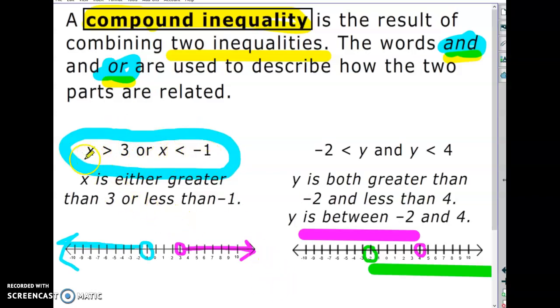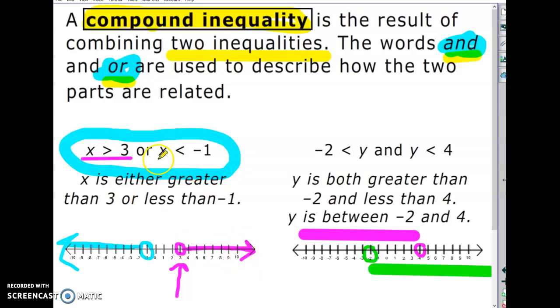So if I look at this part right here, a number is greater than 3. If I plugged in 3, is 3 bigger than 3? No, it is not. So you notice right here I have an open dot. And I'm going to shade all numbers that work that are bigger than 3. So I'm going to shade to the right for that part.